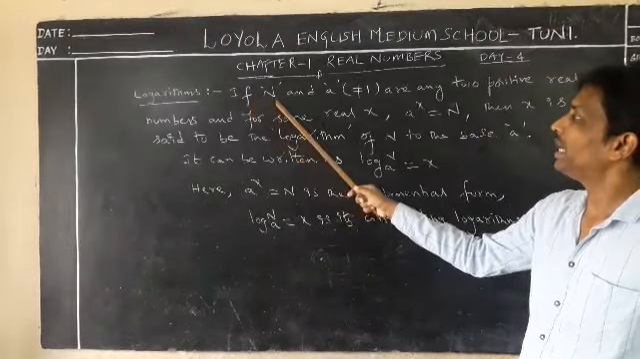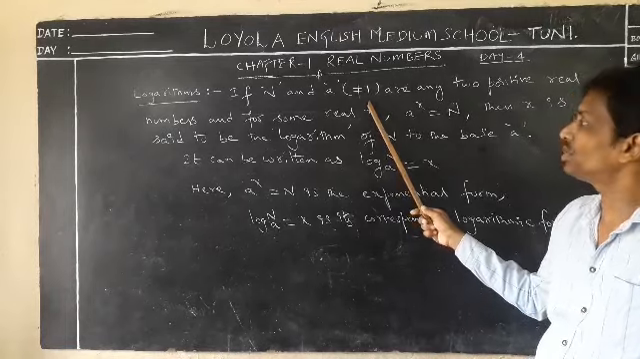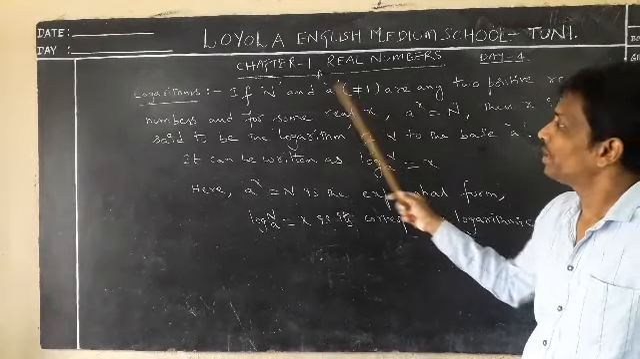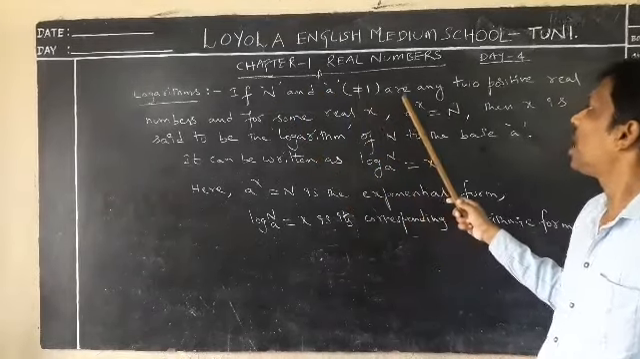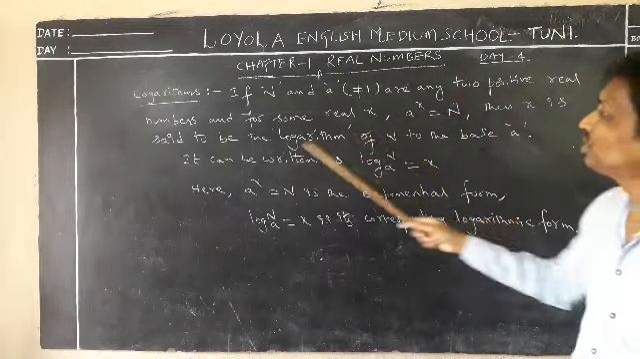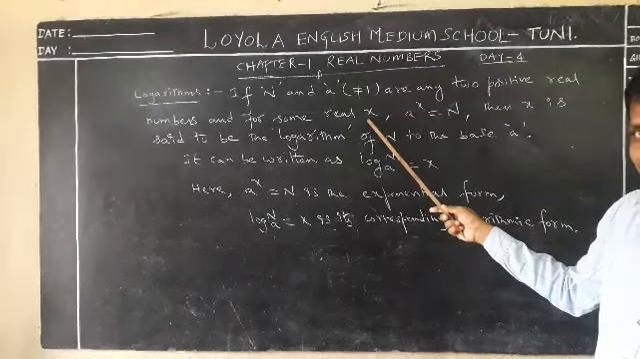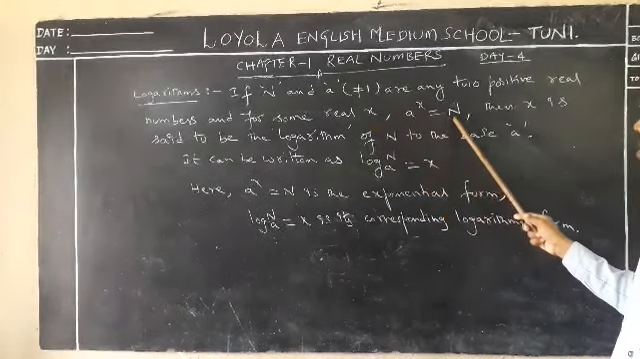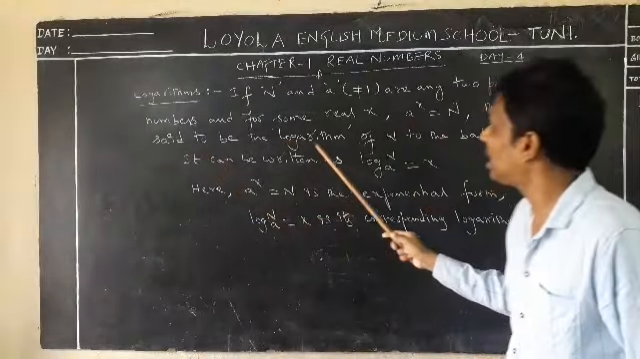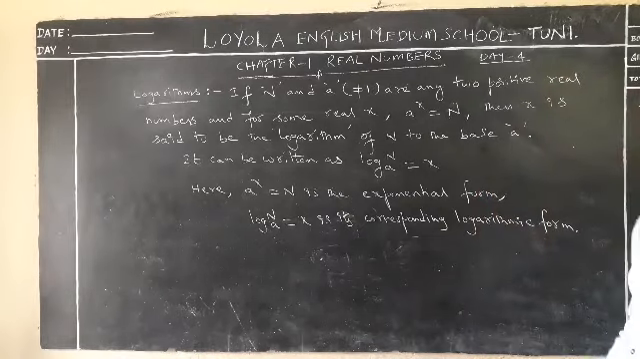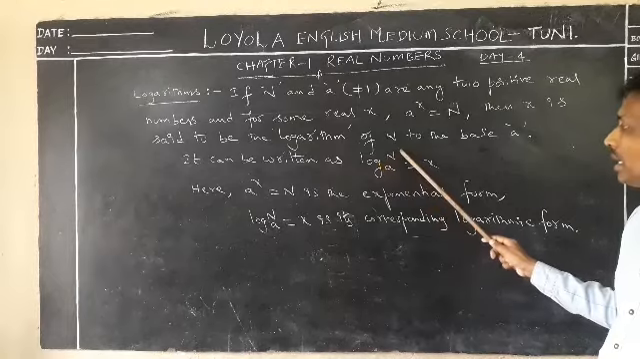If n and a, of course a is not equal to 1, are any two positive real numbers and for some real value x, a power x is equal to n, then x is said to be the logarithm of n to the base a. It can be written as log n.